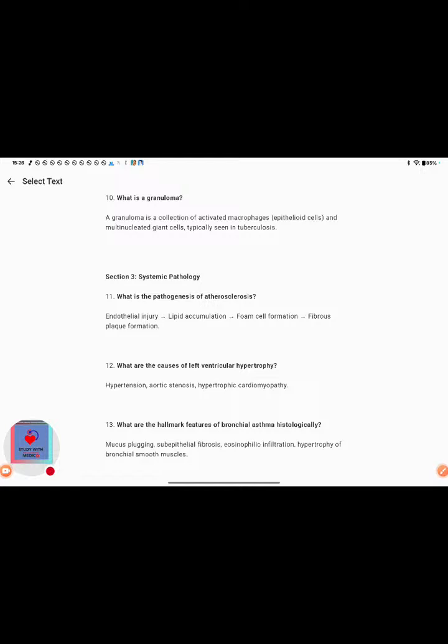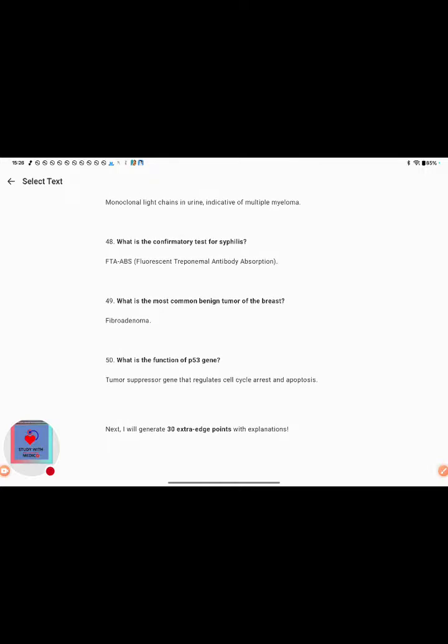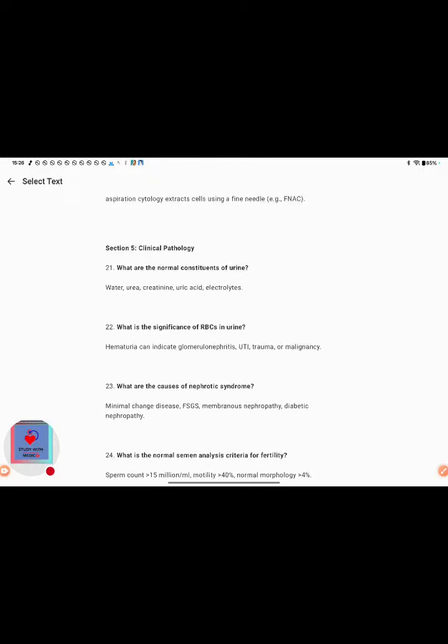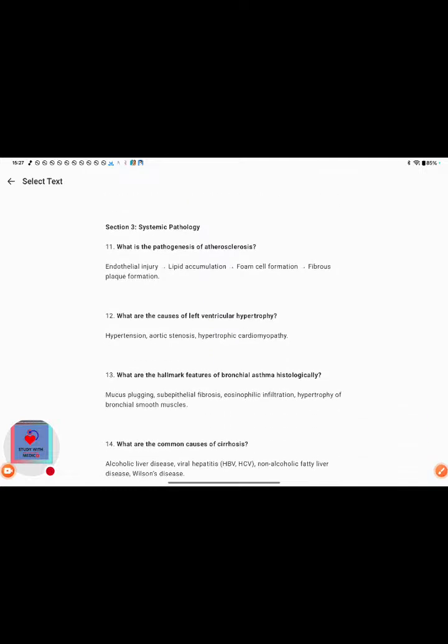What is granuloma? A granuloma is a collection of activated macrophages, epithelioid cells, and multinucleated giant cells, typically seen in tuberculosis. So we are on granuloma. It is a collection of activated macrophages, that is epithelioid cells, and multinucleated giant cells seen in tuberculosis. In tuberculosis, you can see caseation also.